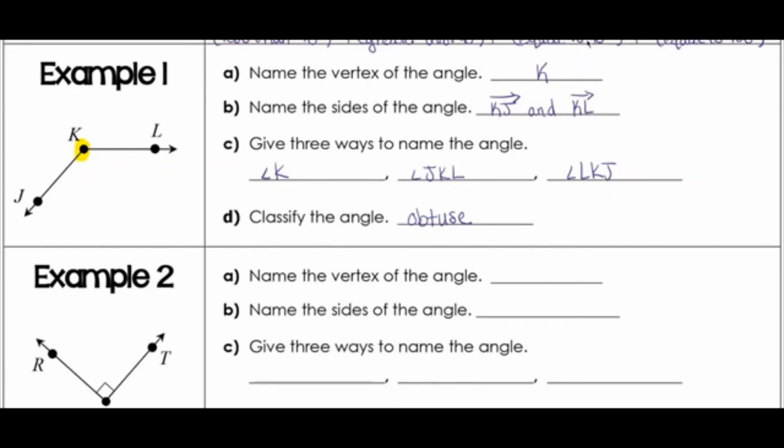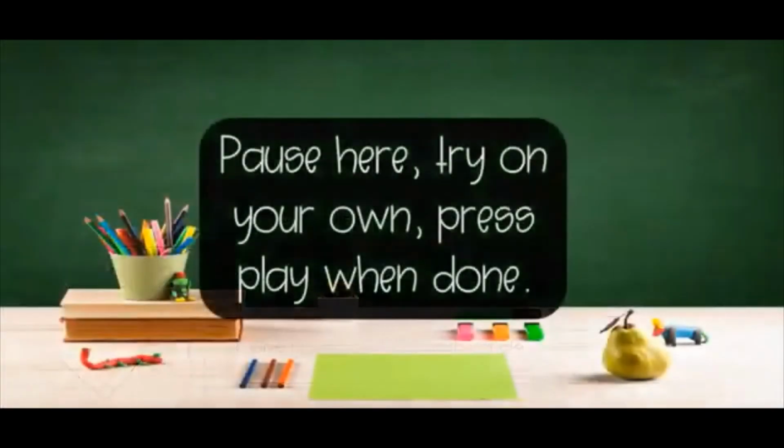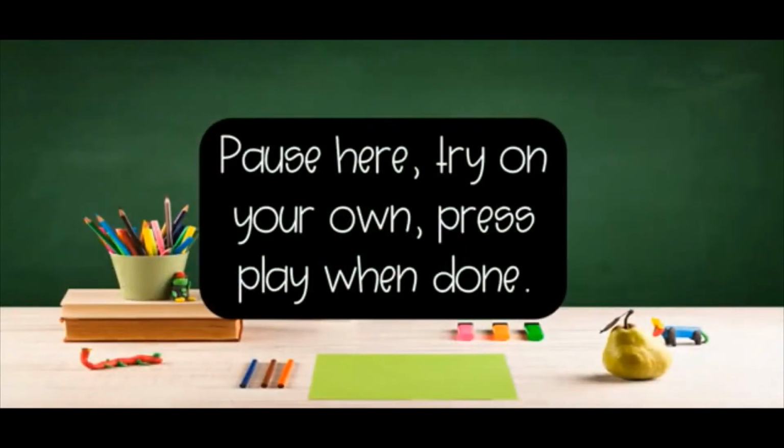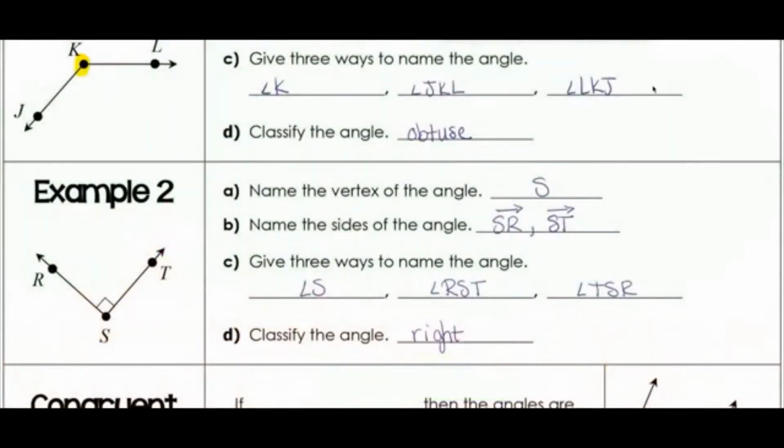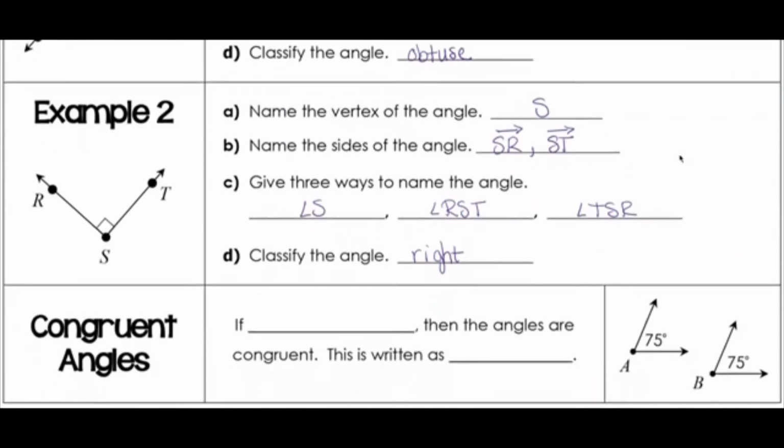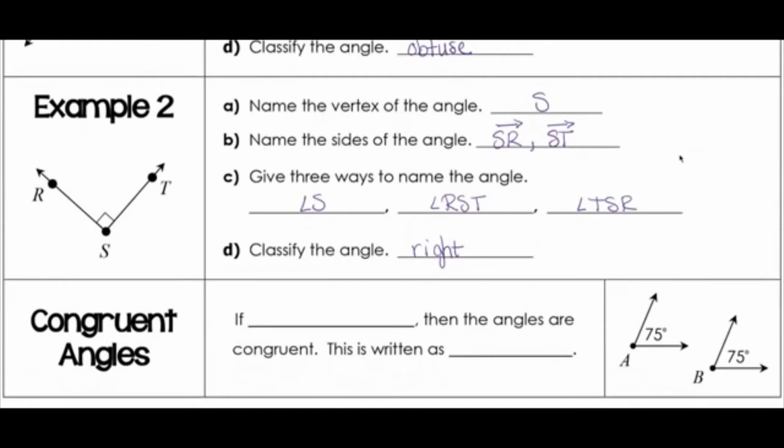Try example 2 on your own. After completing example 2, this is what you should have. The vertex is S. You can name the sides SR, ST. 3 ways to name the angle right there. And S is in between on the other 2. And the angle is a right angle.